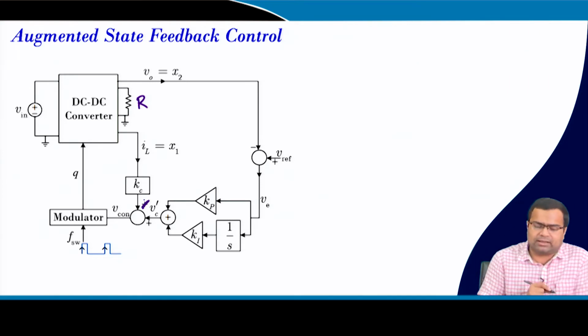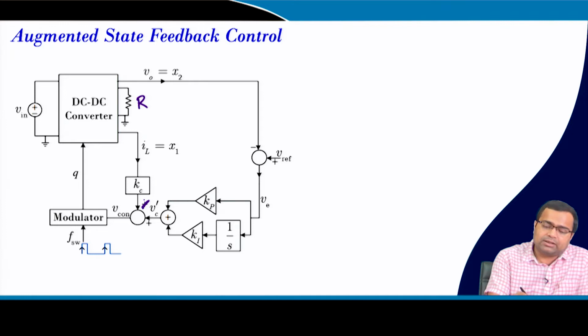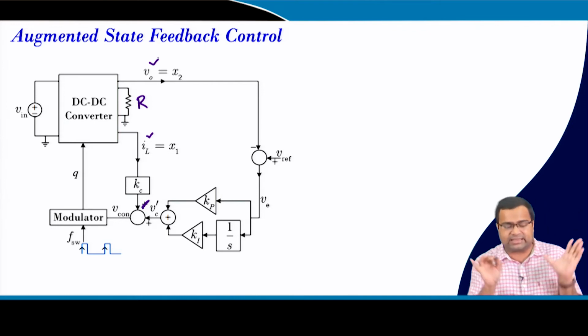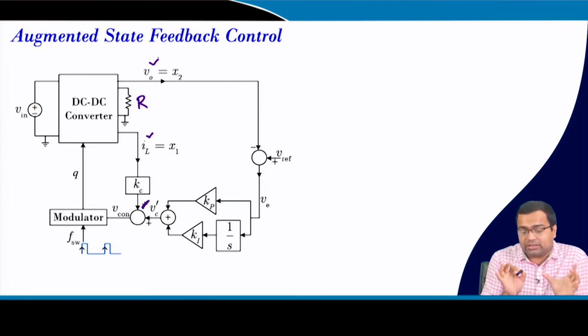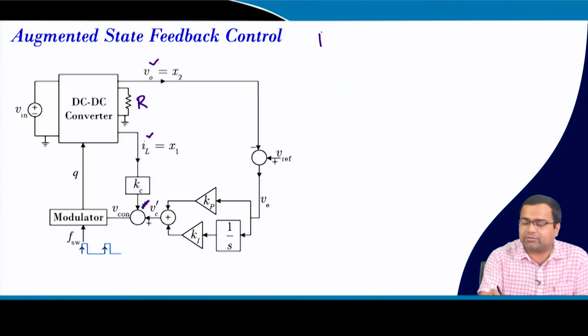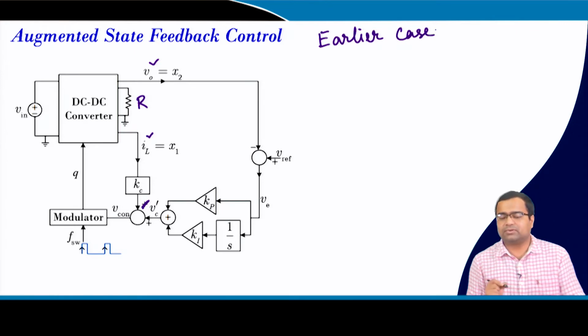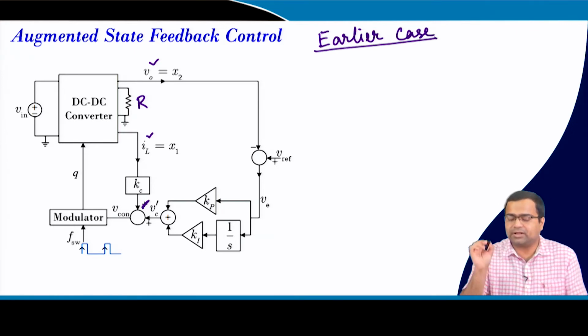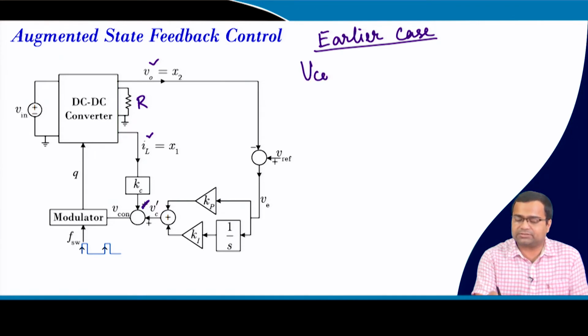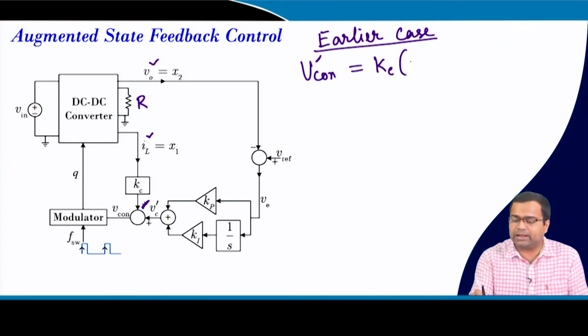In our earlier study, what we consider resistive load, where we took inductor current as a state variable, output voltage as a state variable, and which is here. But there are some changes. So, if we consider our earlier case, our Vcon, I can say Vcon dash, which was our earlier Vcon, was simply current loop gain.